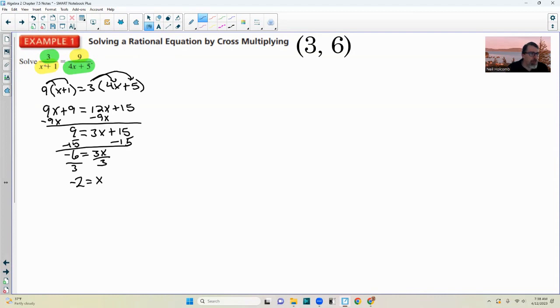So I should always check that. So now I'm going to check it. 3 over negative 2 plus 1, I'm substituting in x. Okay, that's going to simplify to 3 over negative 1, or simply negative 3. And on the other side, 9 over 4 times my x plus 5 is going to give me 9 over negative 8 plus 5, which is negative 3. And these should be equal. And 9 divided by negative 3 is negative 3, so they check. Okay, so that's how you determine what variable will make this equation true.